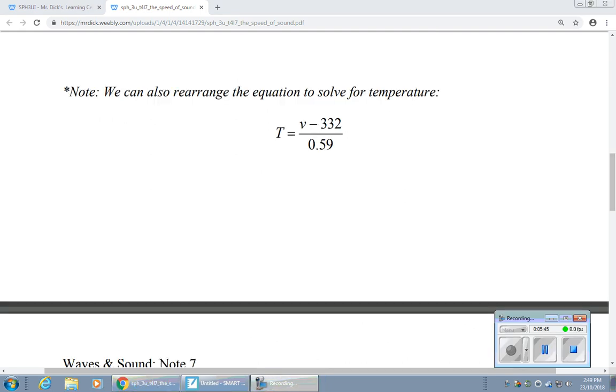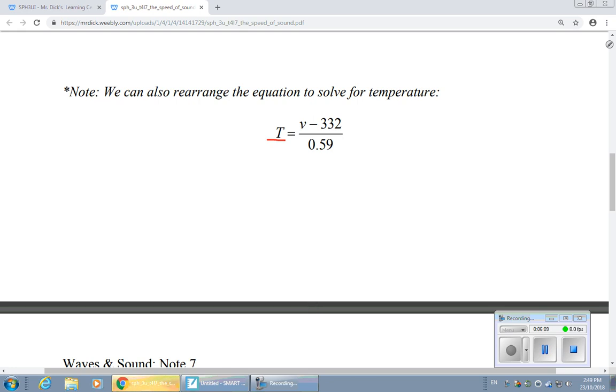We should also keep in mind that that formula could be easily rearranged if we already knew the speed of sound and could measure that in some other way, and we were trying to use that to find the air temperature. So in that case, if we want T all by itself, we could rearrange and say that it's the speed of sound subtract 332 and then just divide by 0.59, and that could give you the temperature.